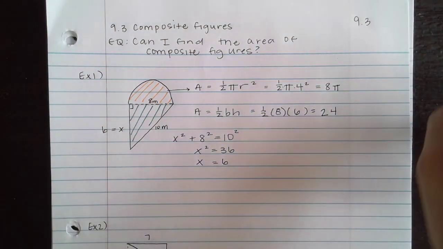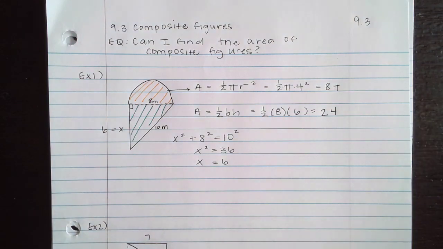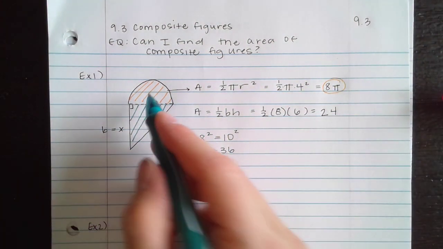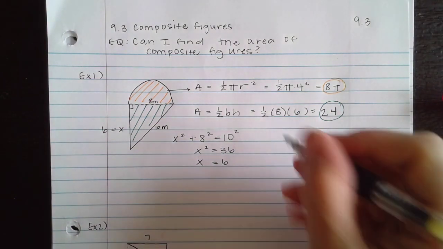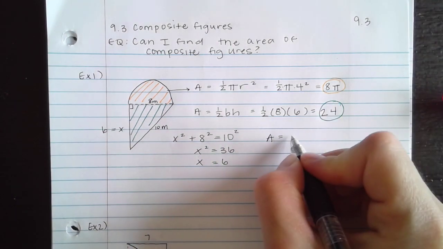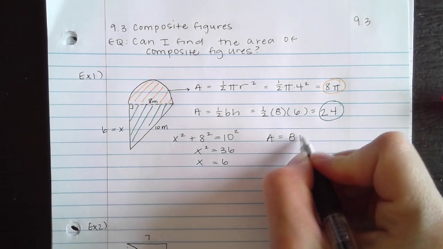So I currently have, I'm going to use the same colors here, I currently have the area of that semicircle, or that half circle. I have the area of that triangle, and in order to find the whole area, I'm going to add it together. So 8 pi plus 24.